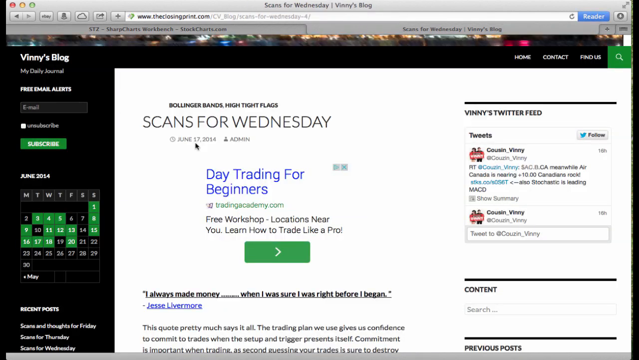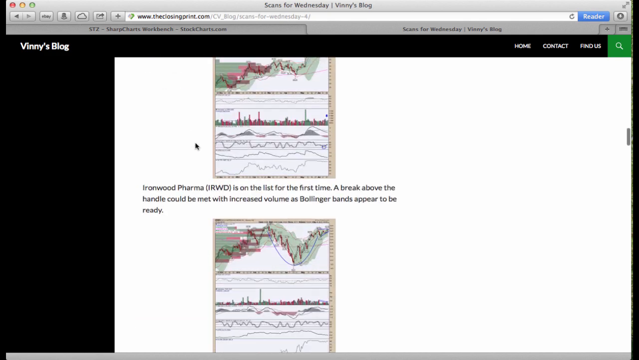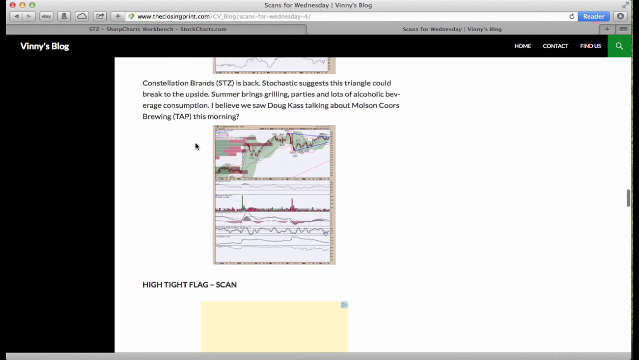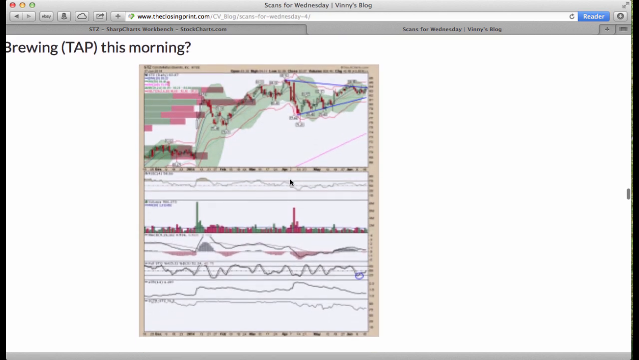First of all, on the night of the 16th, we published a scan for the following day, Wednesday. We talked about looking at a number of stocks, one of which was Constellation Brands. And when you consulted the chart at the time, we had yet to break out of this triangle pattern. So that's what we were looking for. The Bollinger Bands were squeezing, Keltner channel was pretty much moving sideways, and MACD was headed down.